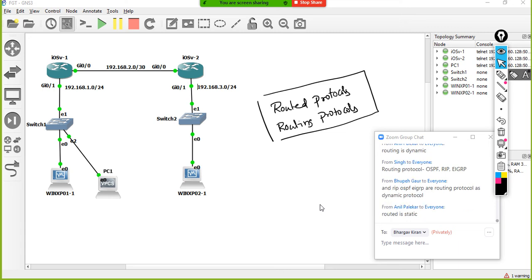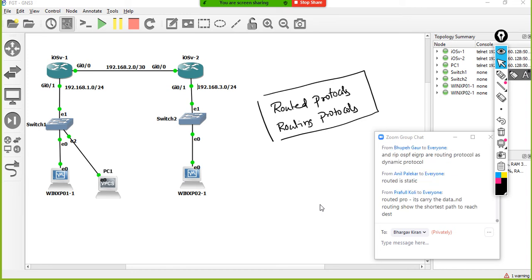Most of the people are trying to say OSPF, RIP and EIGRP. Okay. Guys, remember that the routing protocols show you the path. The routed protocols carry your information along the path. Routing protocol shows you the path to the different destinations, right? Then the routed protocol takes your information and carries it from source to destination. Do you understand or not?